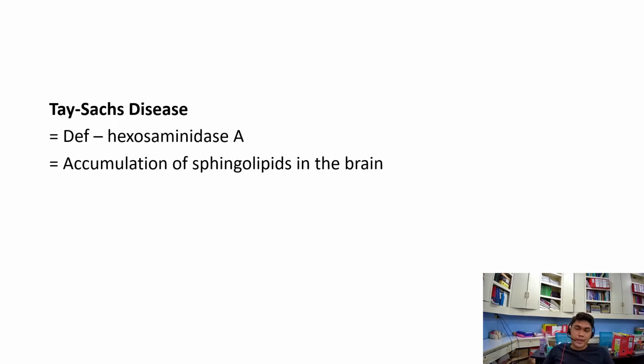Next is Tay-Sachs disease. In Tay-Sachs disease, there's a deficiency in the enzyme hexosaminidase A, which is important in the breakdown of sphingolipids. So there is accumulation of sphingolipids in the brain, and sphingolipids are toxic to the brain and spinal cord. It can cause nerve damage, and the effect is weak muscles or paralysis. Children with Tay-Sachs disease have a very short lifespan, because once there's a problem with the nerves, usually all of your functions will be affected.